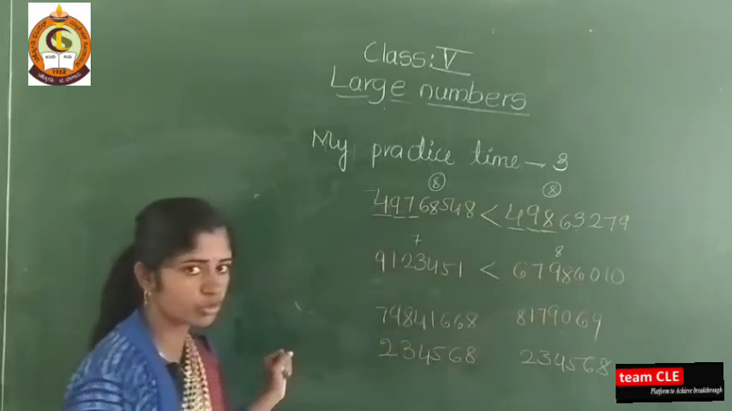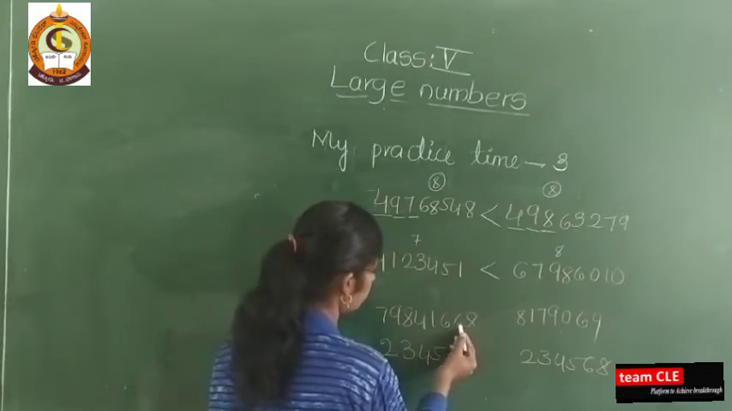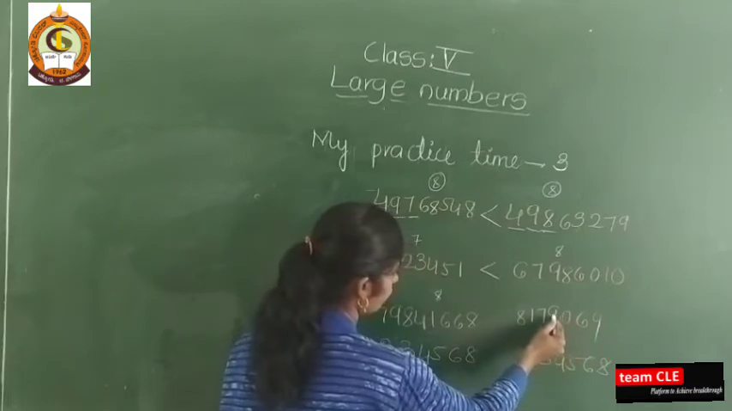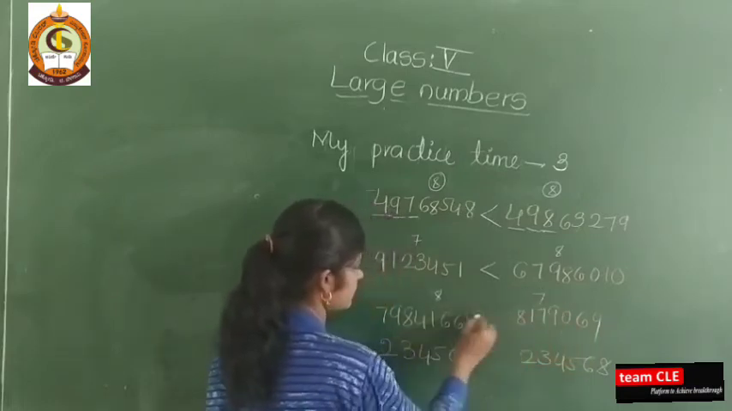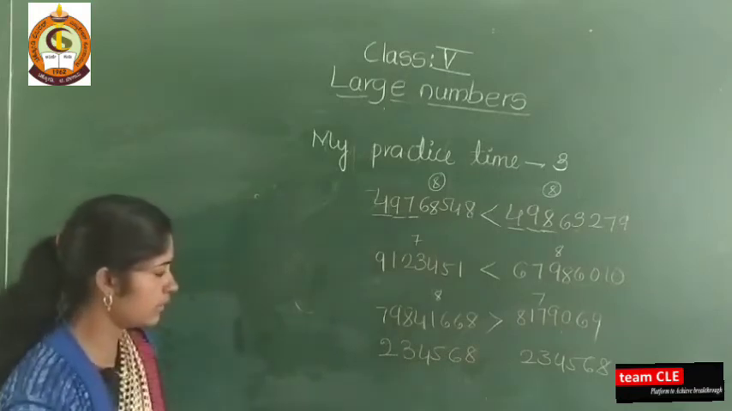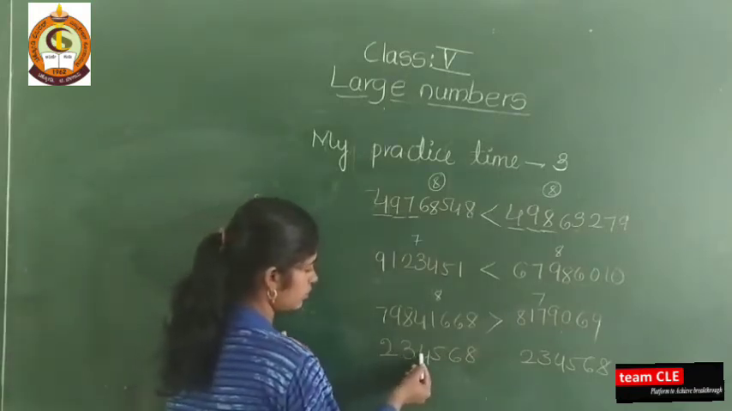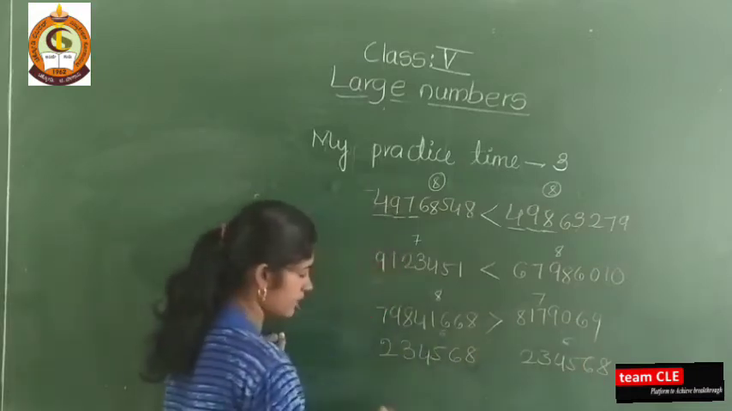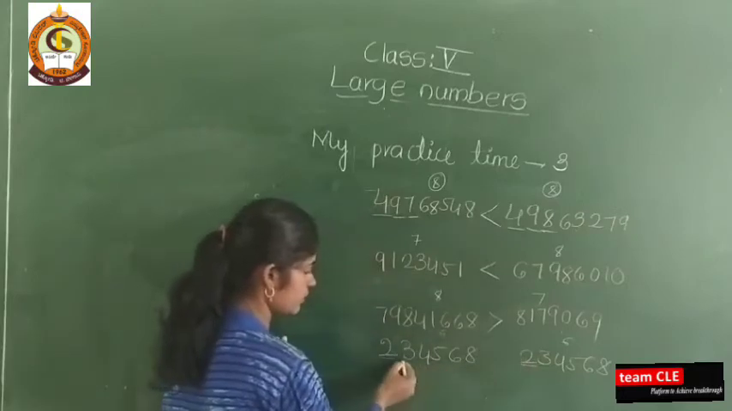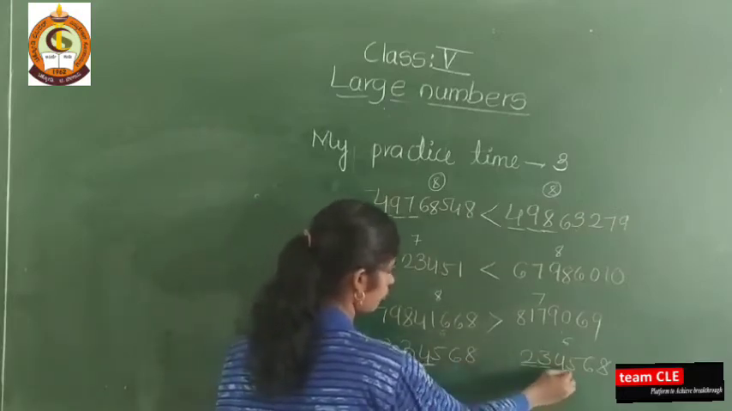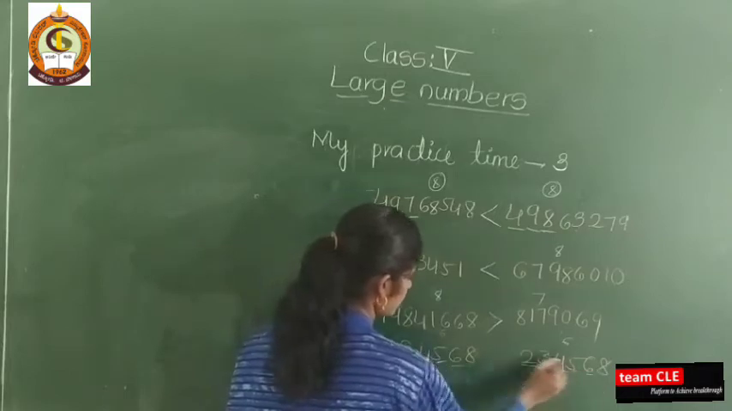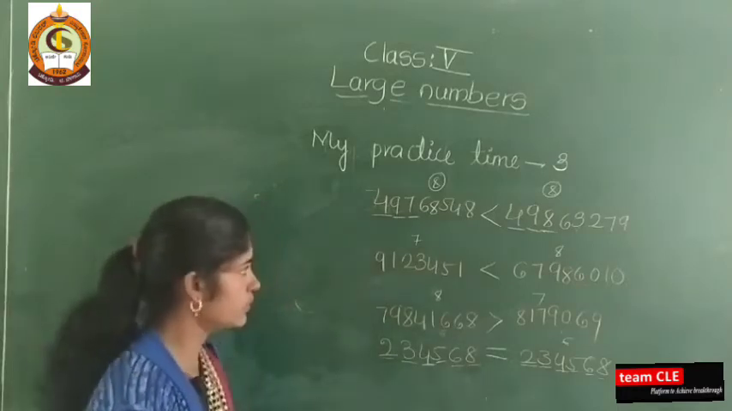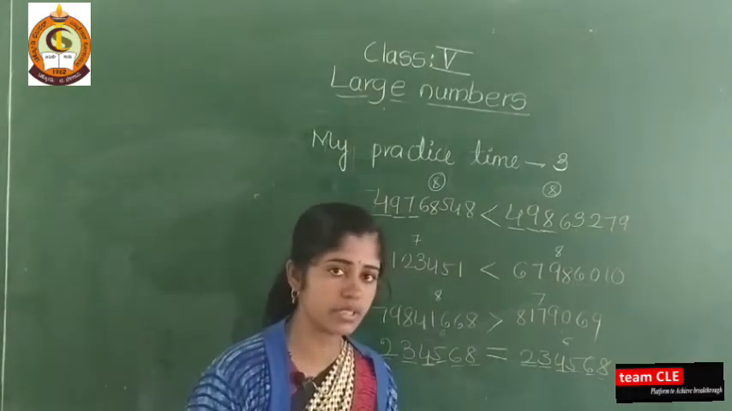Already I taught about the rules. Next count here 1, 2, 3, 4, 5, 6, 7, 8. And here 1, 2, 3, 4, 5, 6, 7. So which one is greatest? This is the greatest number. Next here 1, 2, 3, 4, 5, 6. Here also 6 digits. Next compare the first digit. Here also 2, here also 2. 3, 3, 4, 4, 5, 5, 6, 6, 8, 8. All are equal. Which sign will come here? Equal sign will come.